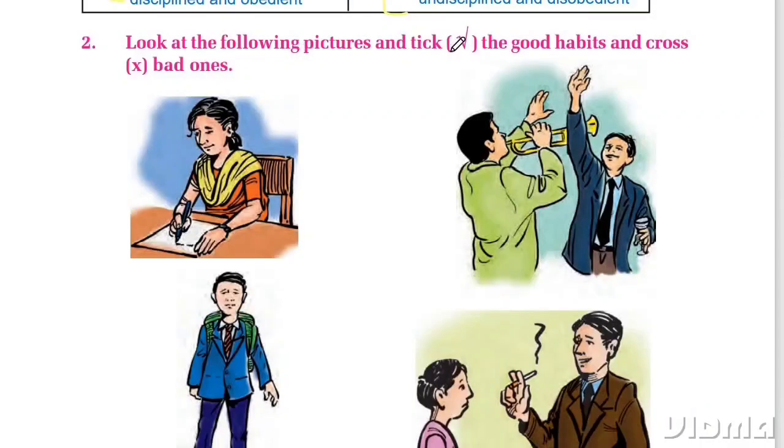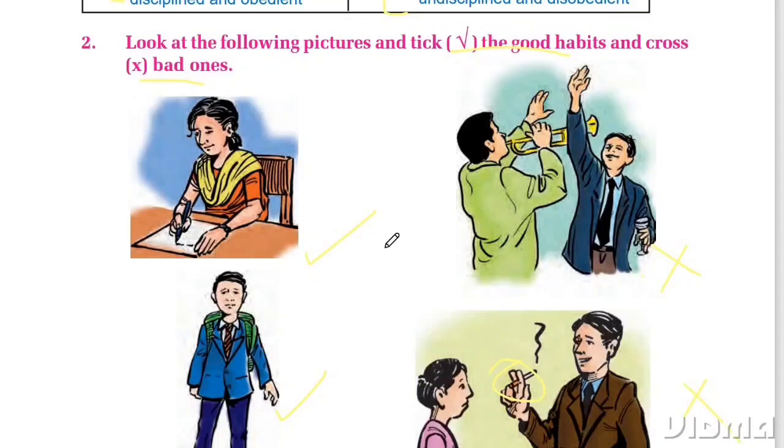Look at the following pictures and tick the good habits and cross the bad ones. First picture, the girl is writing, she's studying, I guess, so this is a good habit, we have to tick. Next, men are partying, I guess, and consuming alcohol, this is a bad habit, so cross. Third picture, the boy is going to school, I guess. Going to school is a good habit, so tick it. Next, smoking in front of your child is a bad habit, so cross.